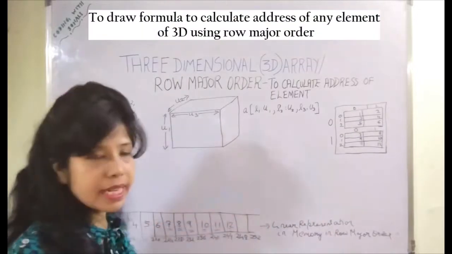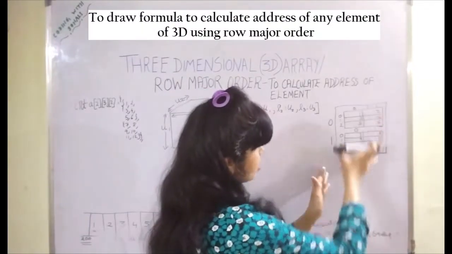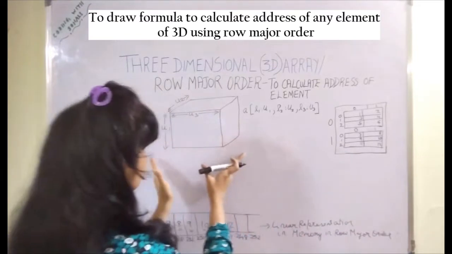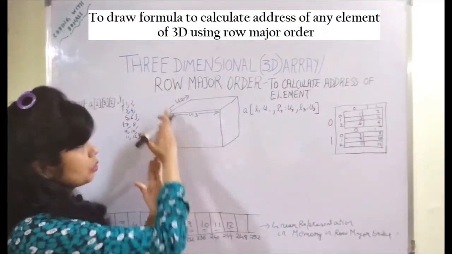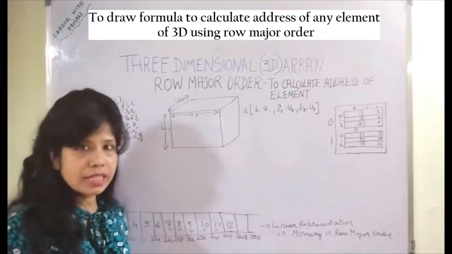Since it's a 3D array representation, which we represent in a logical manner here, and this is how. So what is the 3D actually? It looks like a cuboid. You can see here the cuboid, it has 3 dimensions.